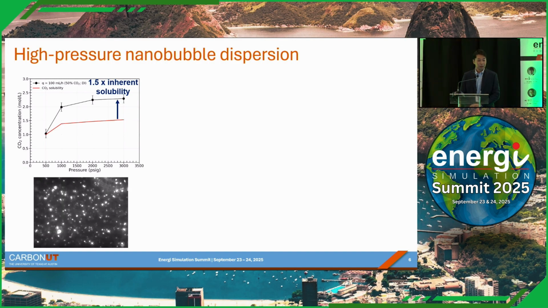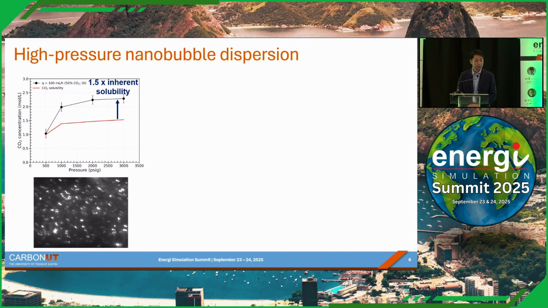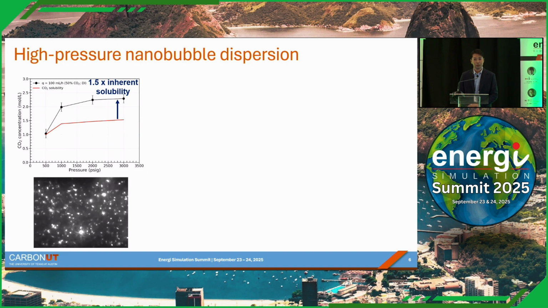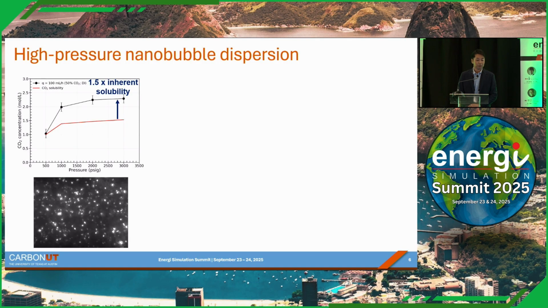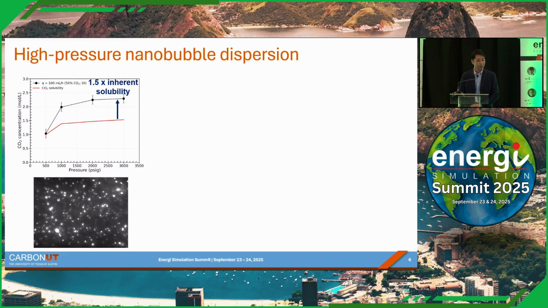So basically, with the high pressure nanobubble dispersion, we can increase CO2 content in aqueous media by a factor of 1.5 to even 1.8 with respect to CO2's inherent solubility in brine, especially for high pressure. And these nanoscale bubbles enable supersaturation in the surrounding water phase, so that's the main reason for this enhanced gas content in this case. And as I said, this topic has increased in popularity in academia and also industry.